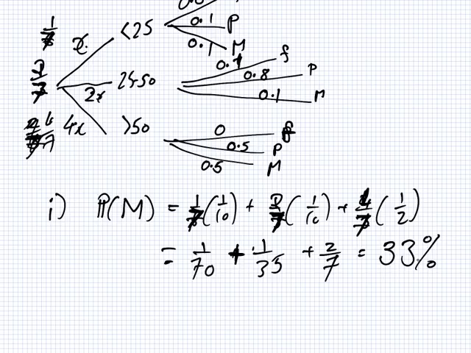Okay, 33%. So if there are 30 students, how many of them will get a merit then? 33% of them, which is how many? You don't need a calculator for this one. 10. About 10 students.